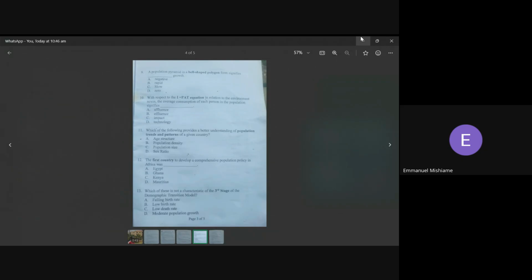The age structure cannot, because age structure is just looking at the people between 0 to 15, 15 to 30, 30 to 60, like that. Population density essentially looks at the number of people per unit area of land. Sex ratio looks at how many males there are to females, but the population size will encompass all of that.